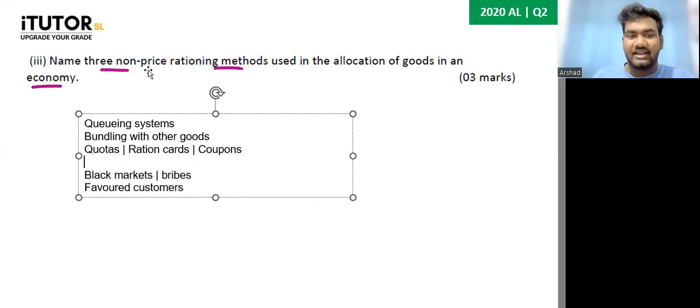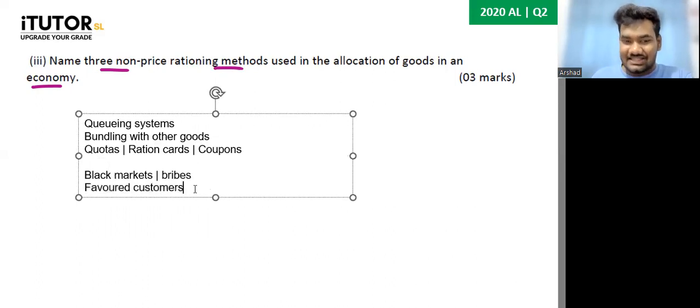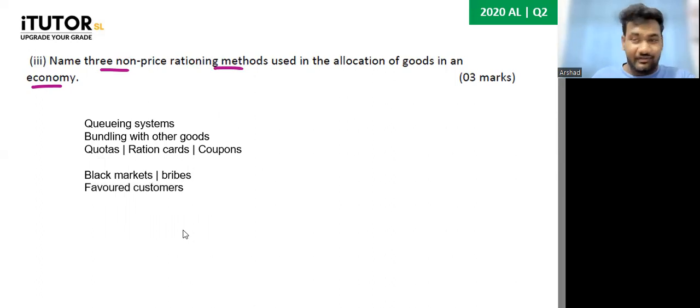Okay, so queuing systems, bundling with other goods, quotas, coupons, these are all proper non-price rationing methods, how you can allocate goods apart from the price mechanism. Then black markets and bribes, favored customers, those are also there. Now, favored customers, for example, for the fast track class, I have limited only 100 students. So how can I do?